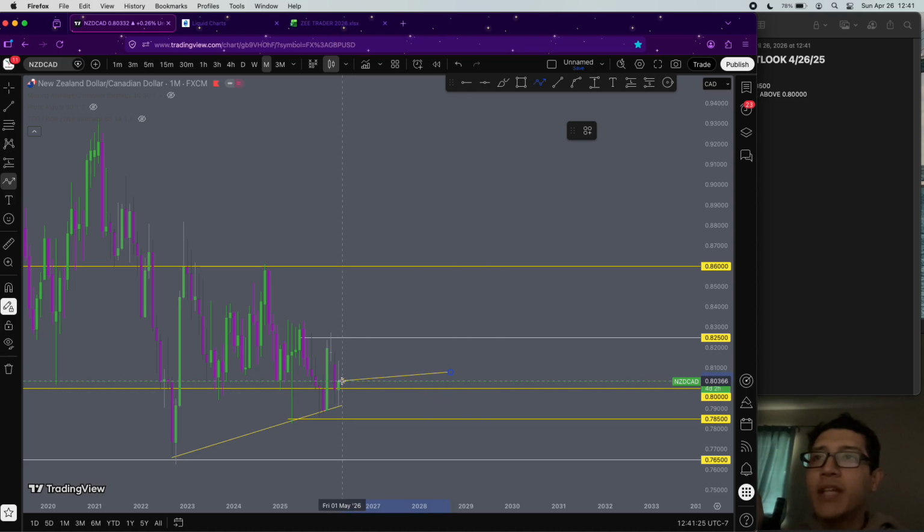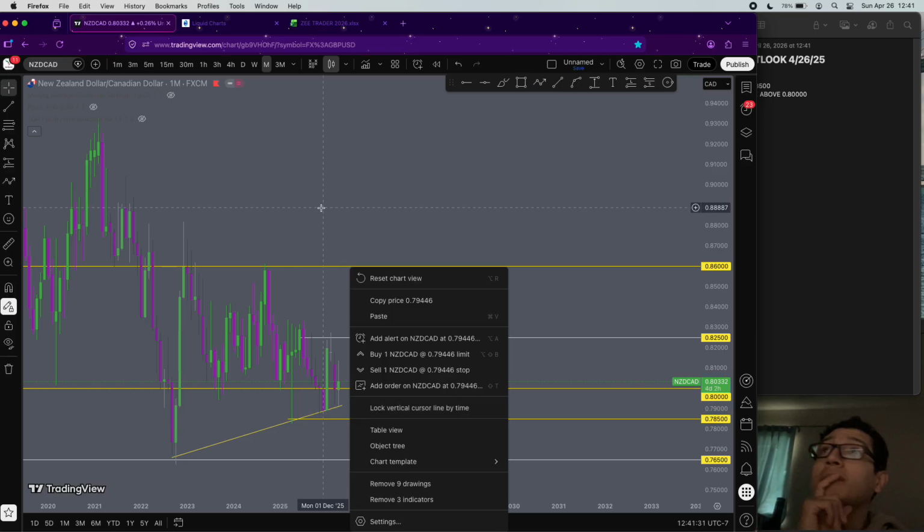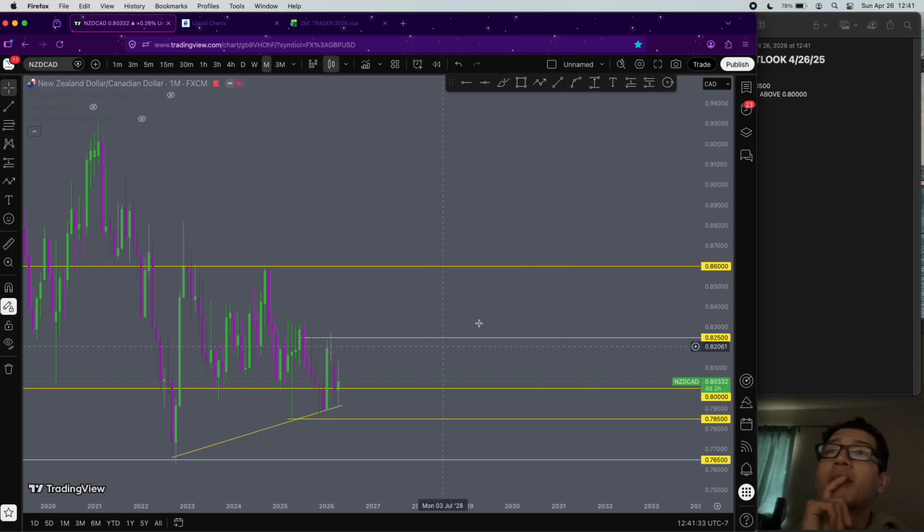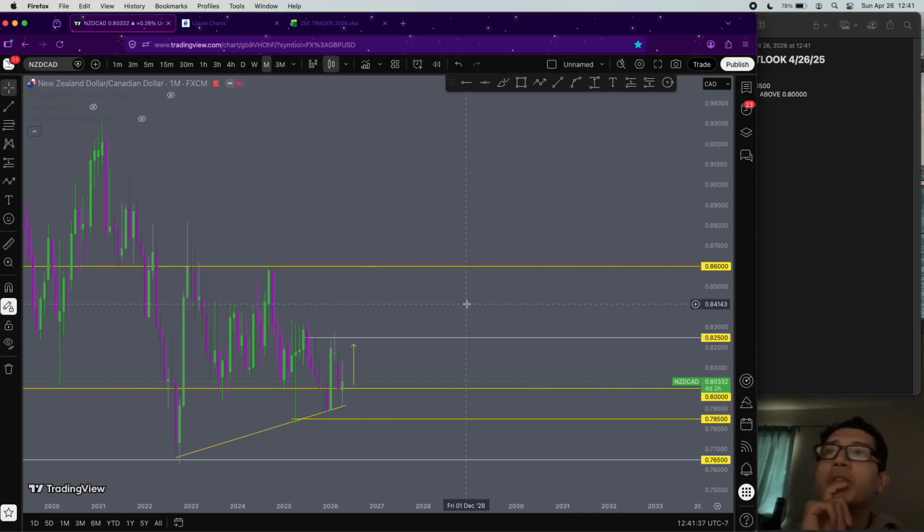But if in the next 4 days price closes below 0.80 and rejects below it, now we have to watch out for it. But the next possible target that we could be eyeing for NZDCAD is 0.82500, and that is 200 pips away.